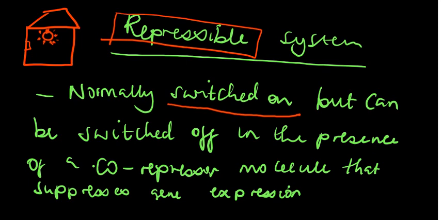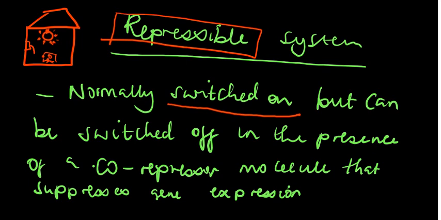So the co-repressor is you when you come in the place, when you come in the house or room. When you switch it off, then the system can be switched off.